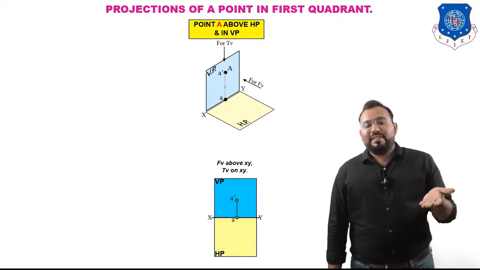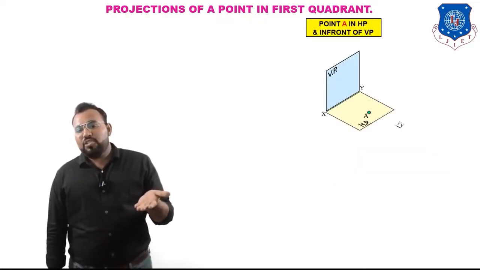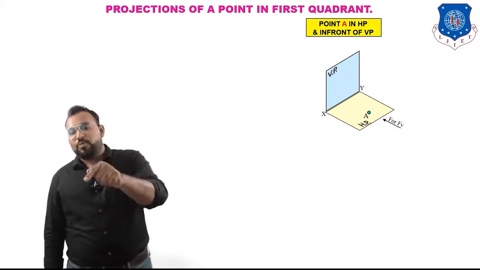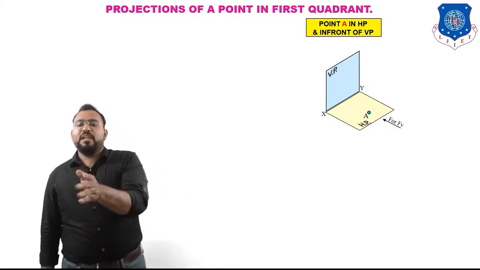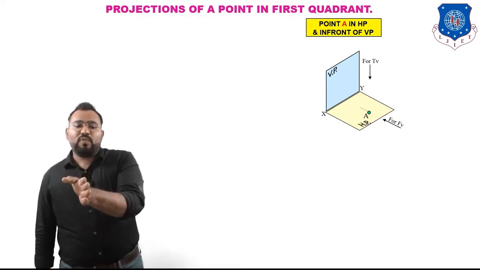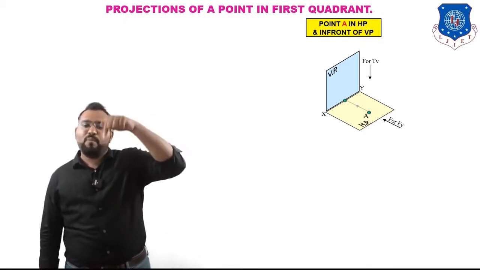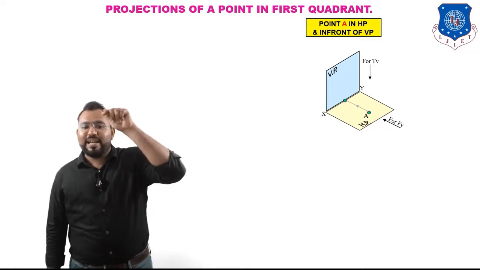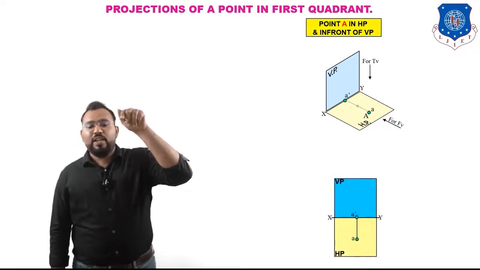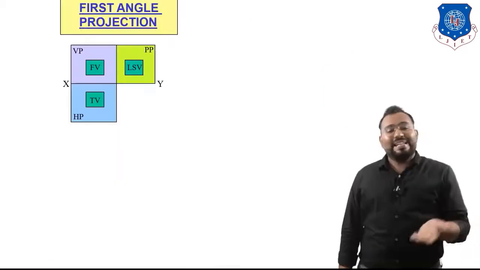Okay. Now let's take another figure. Let's say this point. Can you tell me the position of this point? Yes, this point is in HP and in front of VP. So if we take the front view of this point, it will be on the XY line. You can see that the front view is on the XY line. And what is the top view? Because it is in HP, the top view will be at that point itself. So if we draw this whole thing in the drawing book, it will look like this. So now you can easily understand.